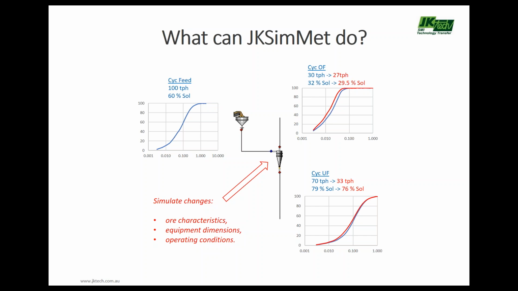So this is basically what the JKSimMet software does. It uses mathematical models to predict performance. Performance in terms of size distributions, solids tons per hour, and percent solids, as a function of ore characteristics, equipment dimensions, and operating conditions.